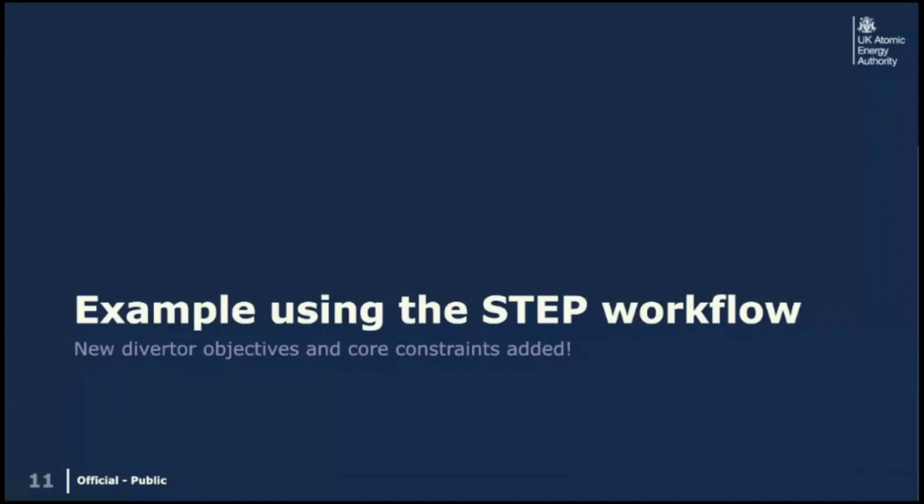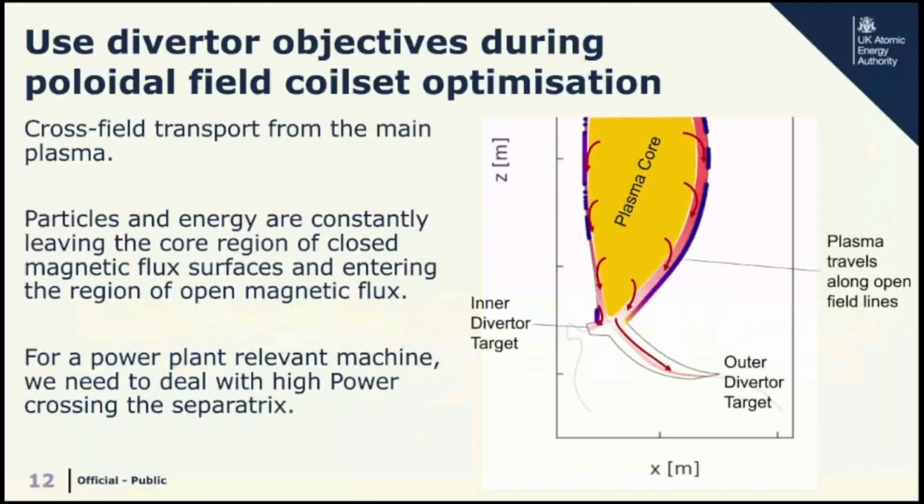So we wanted to be able to consider the space that the divertor is taking up and the effect that it has on the PF coil design, as well as the heat flux that would be hitting the outer target. You're constantly getting particles and energy leaving the core region, moving into the region with open magnetic flux surfaces. And in a power plant relevant machine, that is a very high power that might exceed material limits.